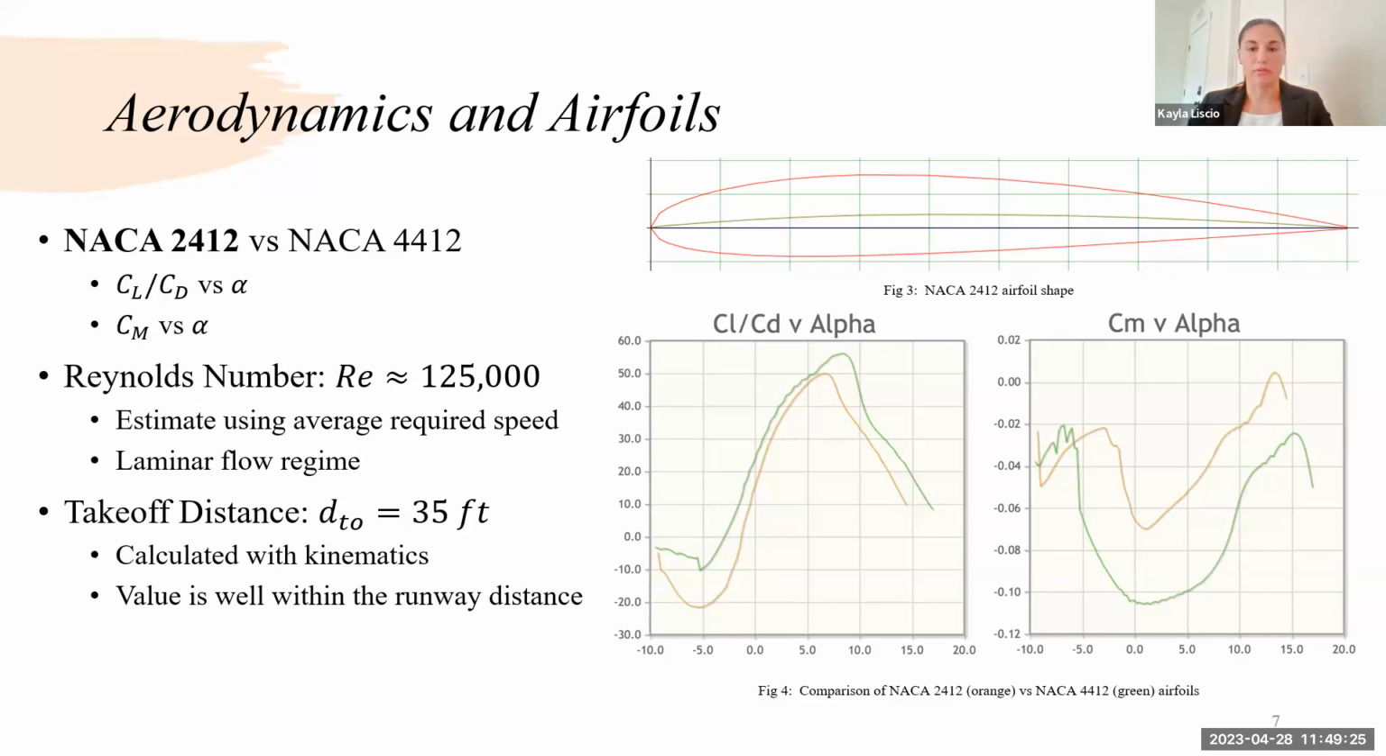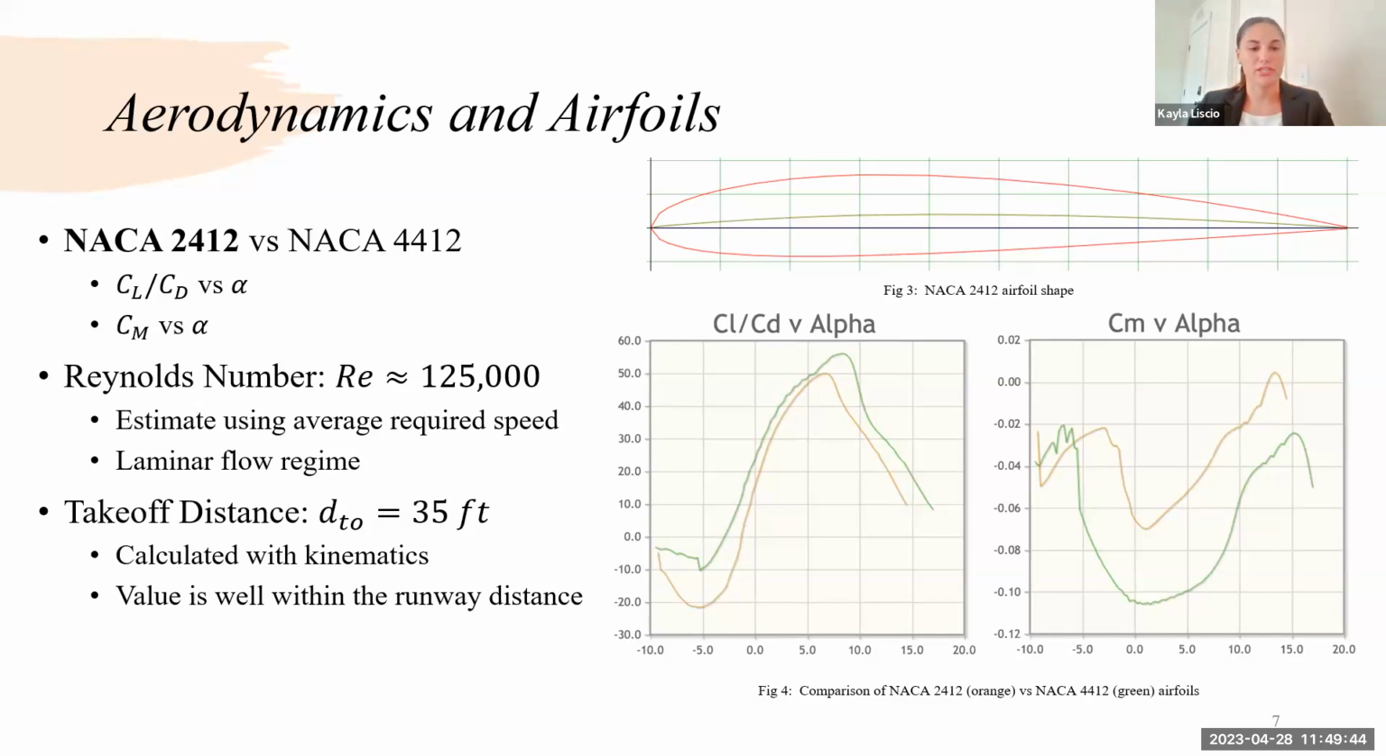We compared the NACA 2412 to the 4412. Both are common airfoils, which is why we picked these. The 2412 is better suited for lower speed applications, which is perfect for an RC aircraft that is moving at slow speeds. And it also has a lower drag coefficient.